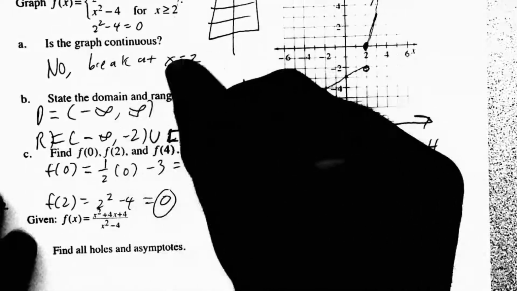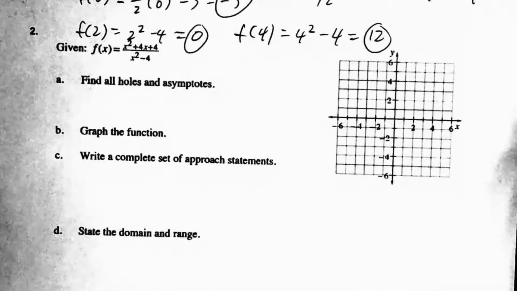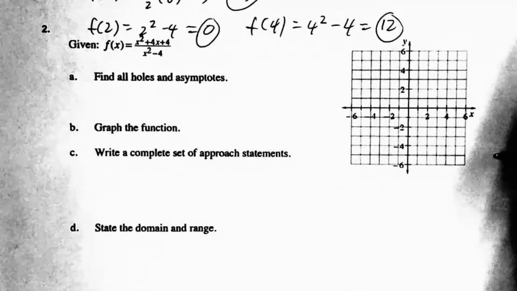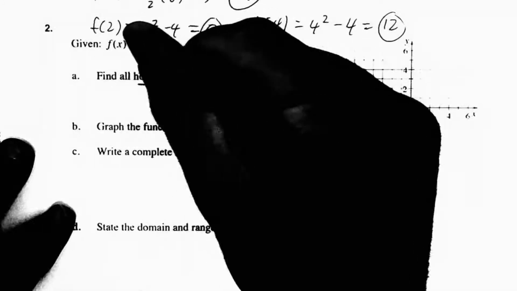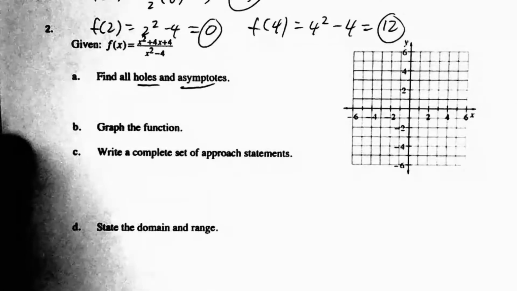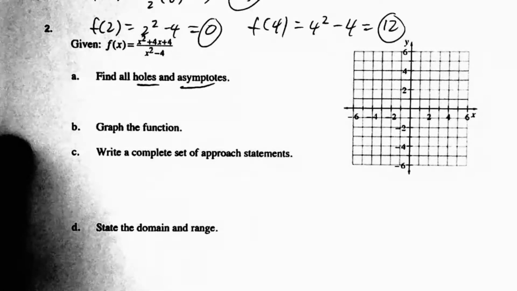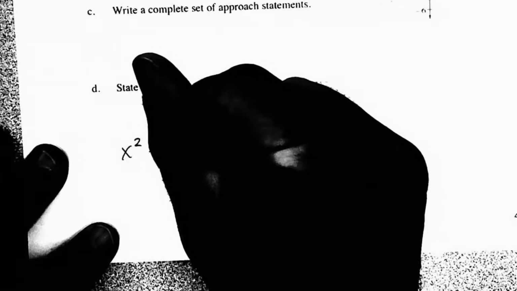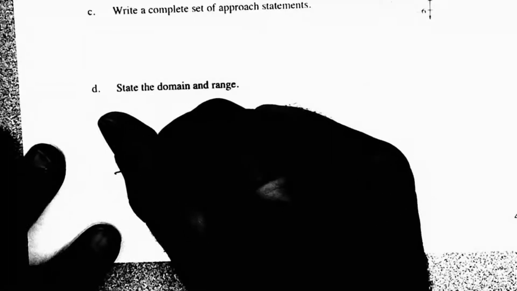Okay, so 12, 0, and negative 3. All right, next one. We're finding the holes and asymptotes of this rational function. I'm going to rewrite it here: x squared plus 4x plus 4 over x squared minus 4.